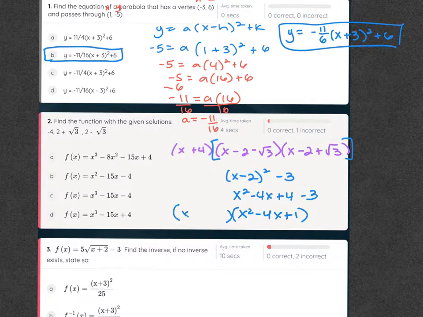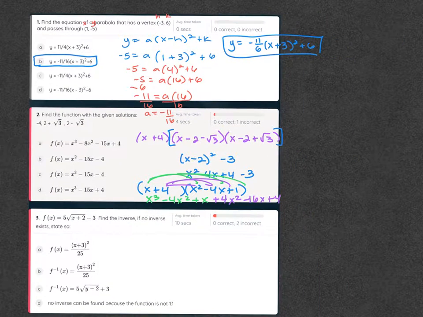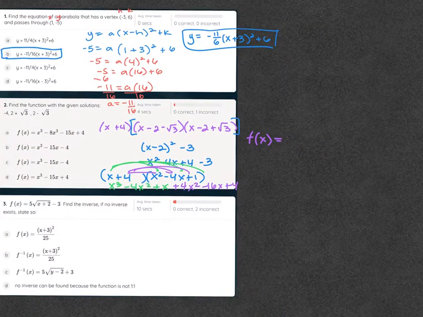And then I'm going to multiply that times x plus 4. So the x goes to all 3. I get x to the third minus 4x squared plus x. And then the 4 goes to all 3, plus 4x squared minus 16x plus 4. And then you're going to combine your like terms, and you're going to say f of x equals, again, this is multiple choice, so the f of x is there. Don't forget it. You need it. It's part of the function.